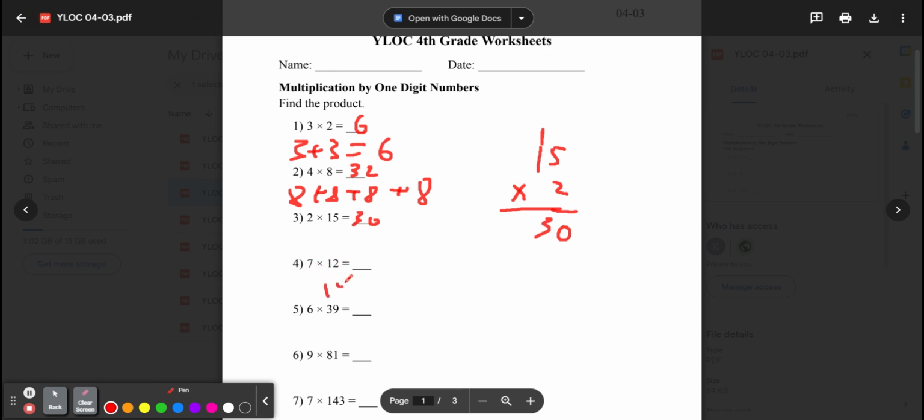7 times 12, very similar. 7 times the 2 gives us 14. 7 times the 10 gives us 70. Add them together to get 84.